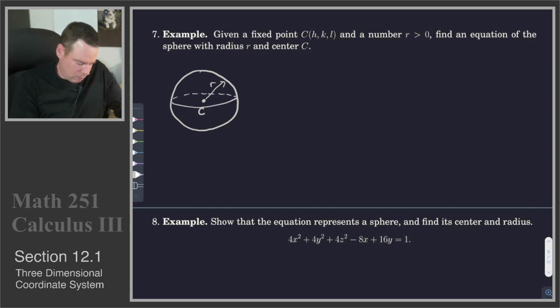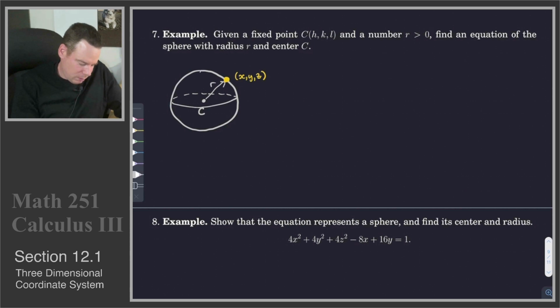How do we do that? Well, we have to think. What is the characteristic of points on the sphere? Points on the sphere consist of points with x, y, and z values, such that the distance from that point to the center point is r.